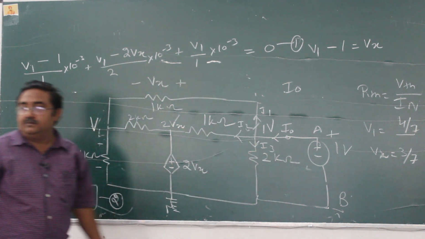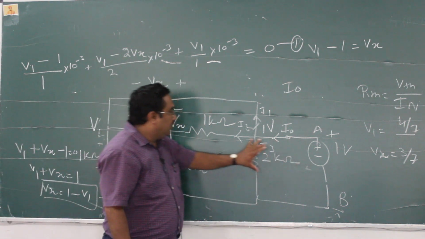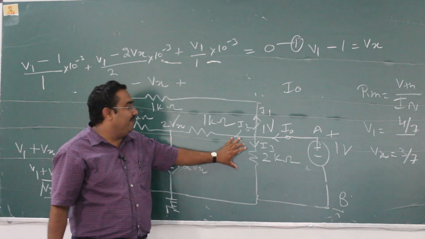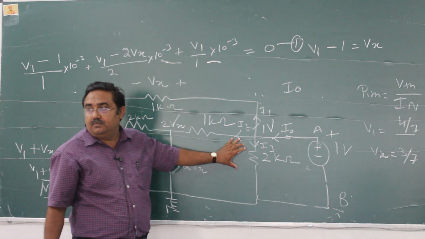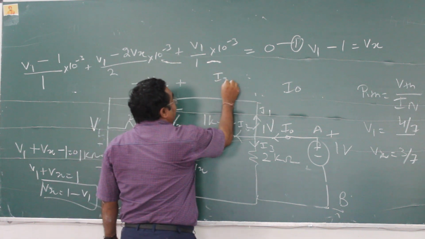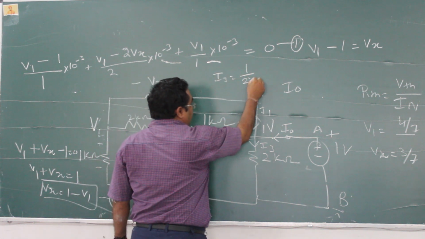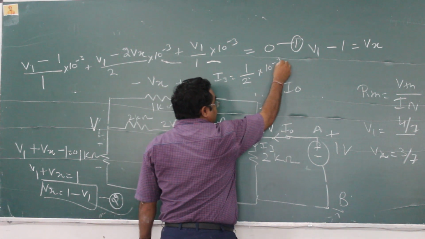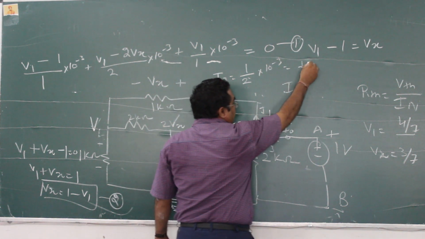What is I3? 1 volt divided by 2 kilo ohm. So therefore I3 you will get 1 upon 2 into 10 raised to power minus 3, that is 1 by 2 milliampere.